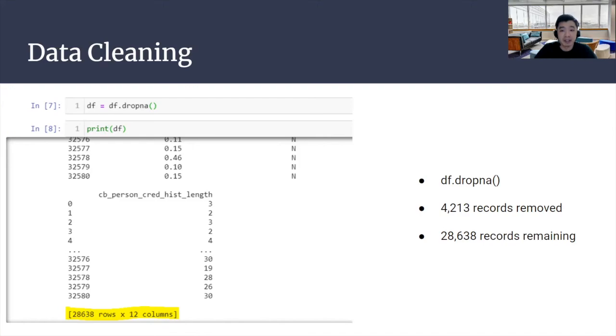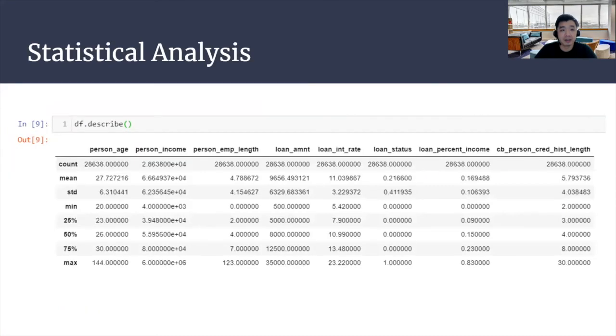And we can see that after dropping off these records, around 4,213 of them were removed, leaving us with around 28,638 records for our analysis.